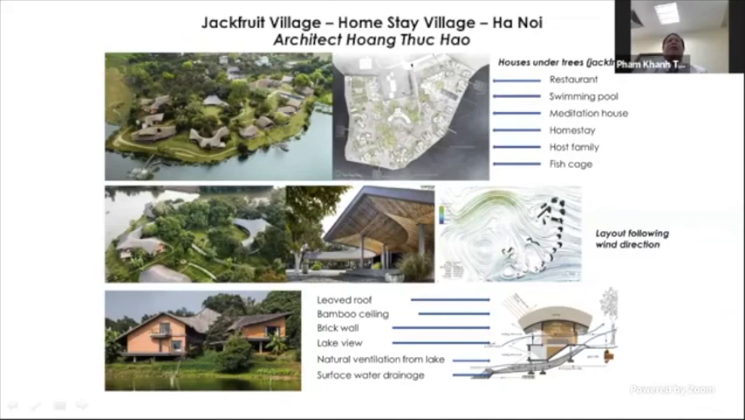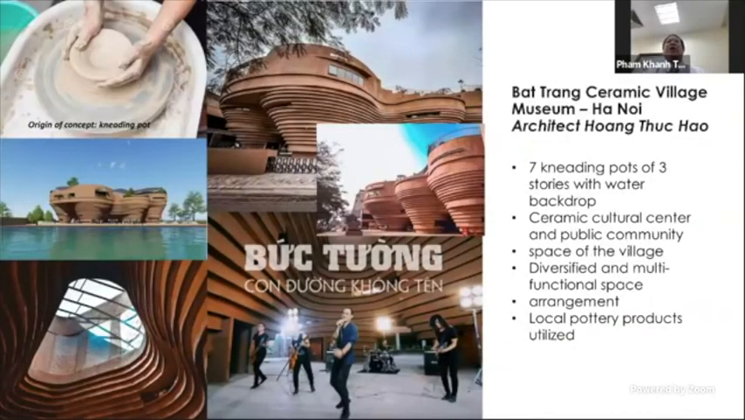The next building of his is the Bát Tràng Ceramic Village Museum in Hanoi. The idea for this design is the concept of the kneading pot, since the main product of Bát Tràng village is pottery. There are seven kneading pots of three stories with the water backdrop of the surrounding lake. This is a ceramic cultural center and public community space.